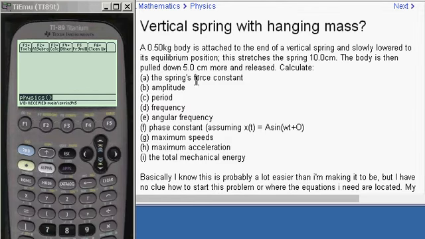You go to the next variable. The body is then pulled down further from the equilibrium point, again, 5 centimeters. So you got the stretch because of the weight of the mass, and then you're going to pull down 5 more centimeters and release it. The mass is going to bounce up and down with what's called simple harmonic motion. It would do it for an enormously long time if you were in the space shuttle doing this experiment. So it bounces up and down, and then we have several calculations as to what's happening there.